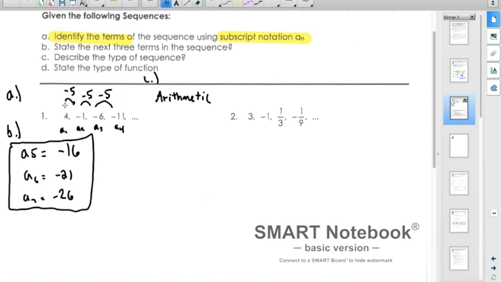Part C was the arithmetic sequence. Part D, what type of function would this be? Well, hopefully we know, since it's an arithmetic sequence, it also has a constant rate of change of negative 5. This would be a linear function.